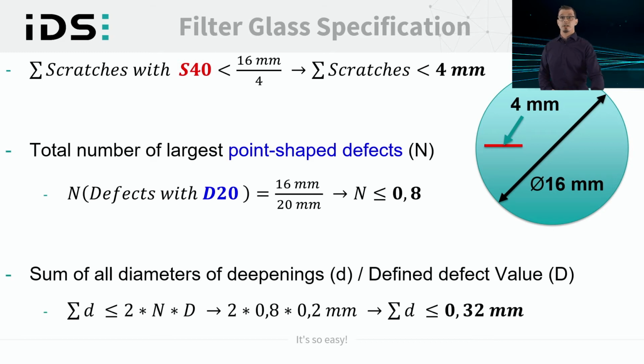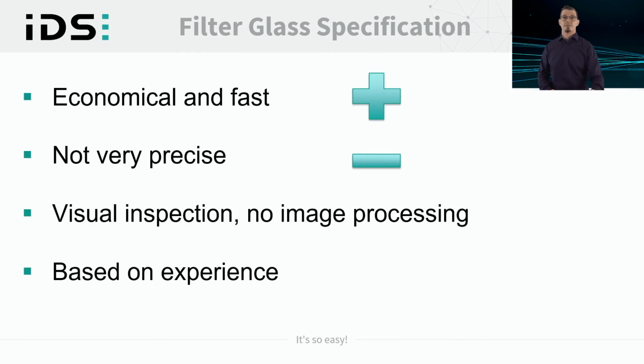And finally, the sum of all diameters of point-shaped defects shall not be bigger than double the maximum number of defects multiplied with the defect size in millimeters. For our example, we get a sum of diameters of 0.32 mm or 320 micrometers. As you can see, the specification and its evaluation is very economic and fast, but not very precise. It's only a visual inspection without image processing. It depends on the knowledge and experience of the employee, so all in all, this specification can be a little bit rough.